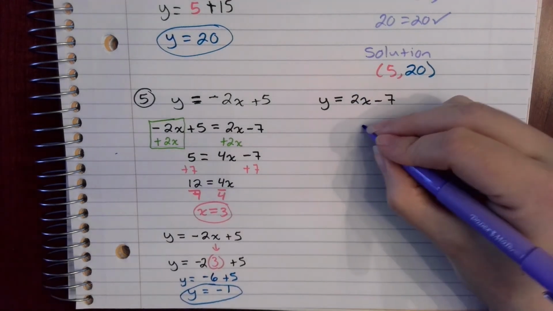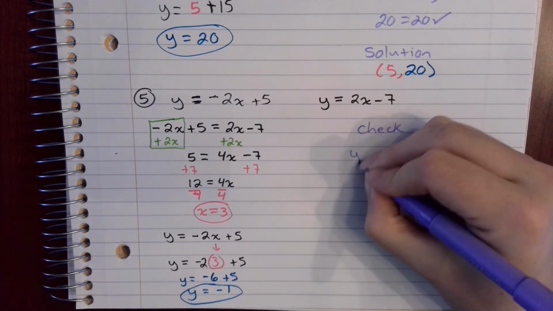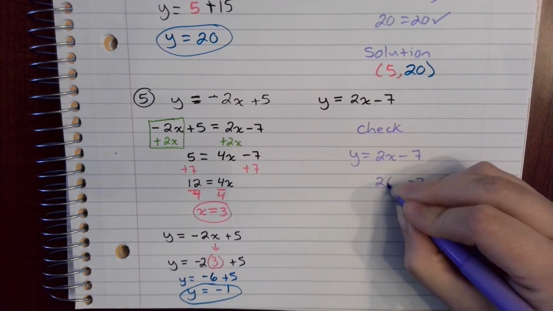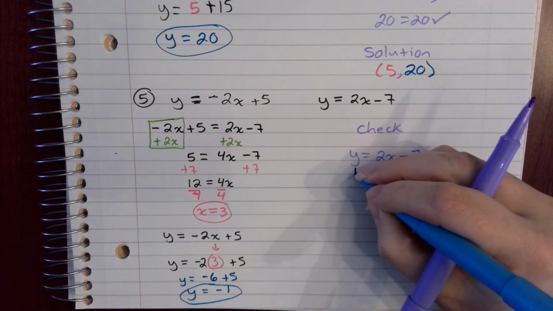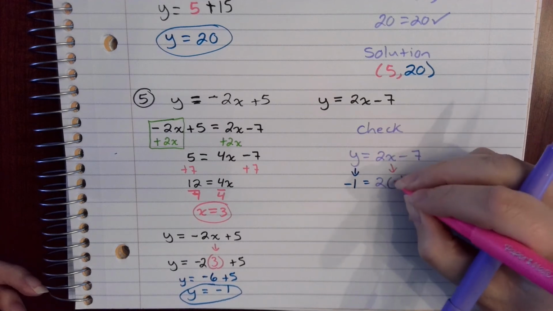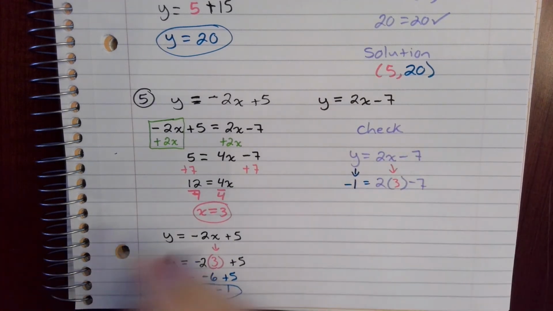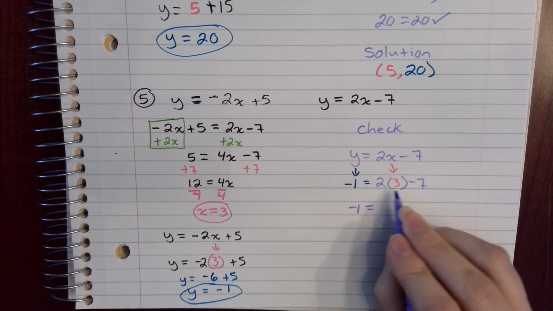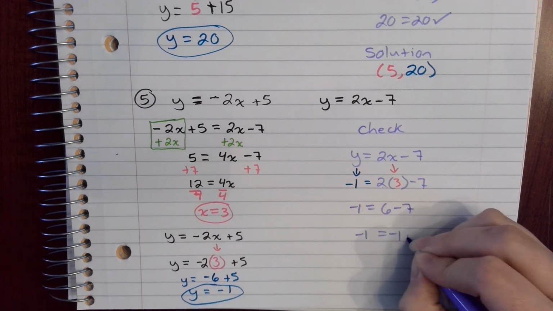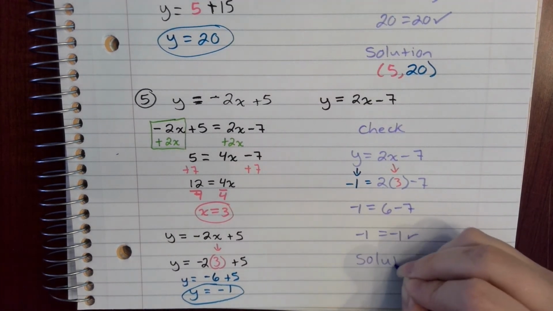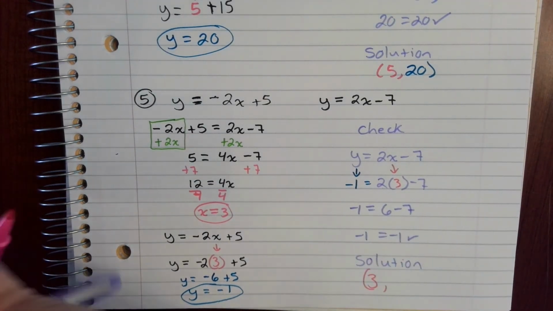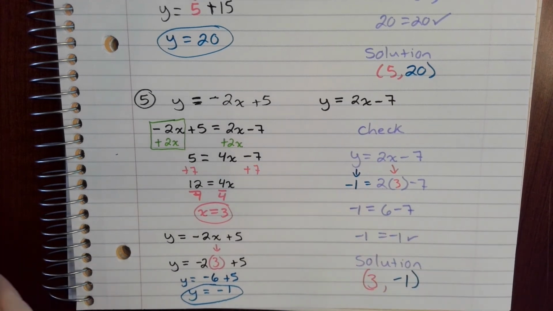Use the other equation to go ahead and do a check. So you get y is equal to 2x minus 7. You're going to go ahead and replace the y with that negative 1, and you're going to replace your x with a positive 3. So we now get the statement negative 1 is equal to 2 times 3, which is 6, minus 7. And then 6 minus 7 is equal to negative 1. So there is your solution. You get a positive 3 for your x value, and you get a negative 1 for your y value.